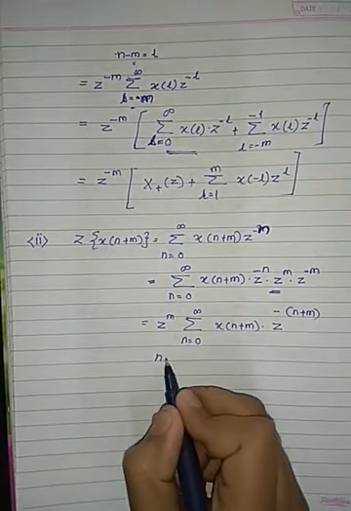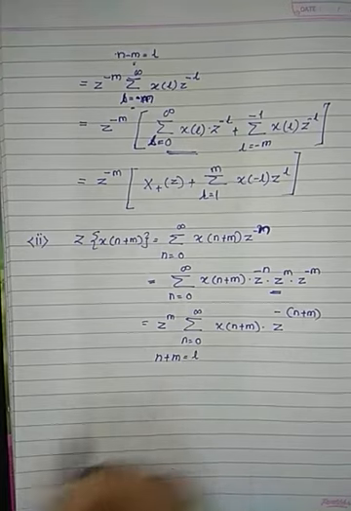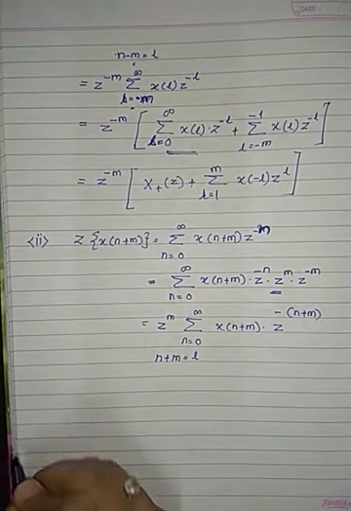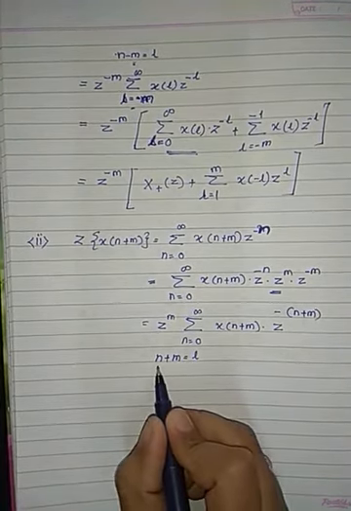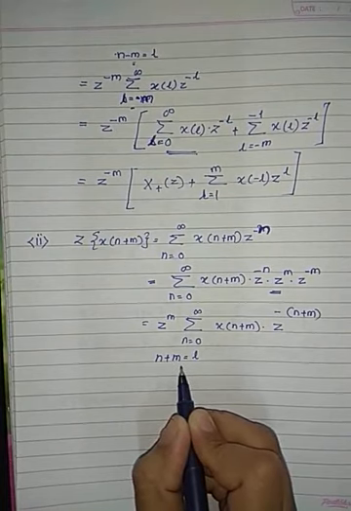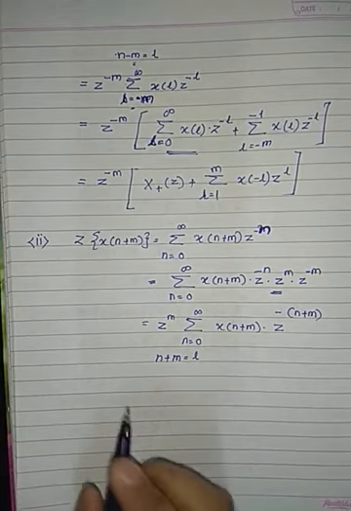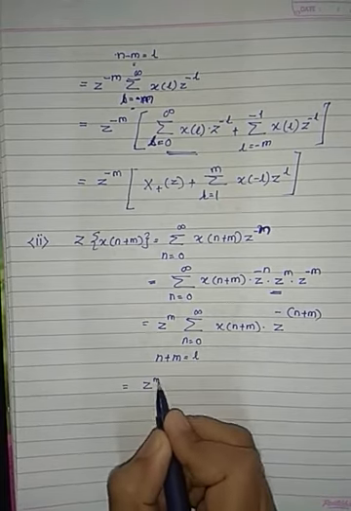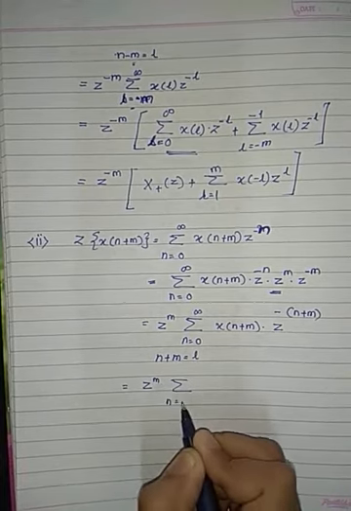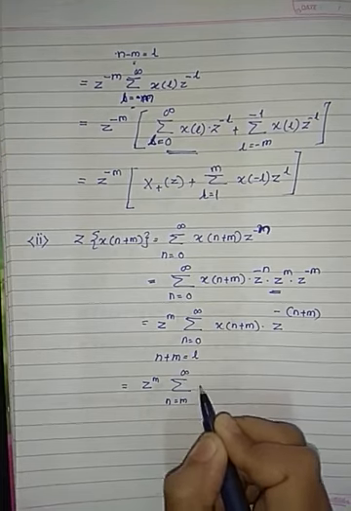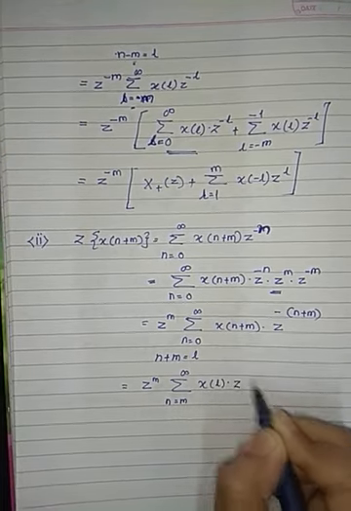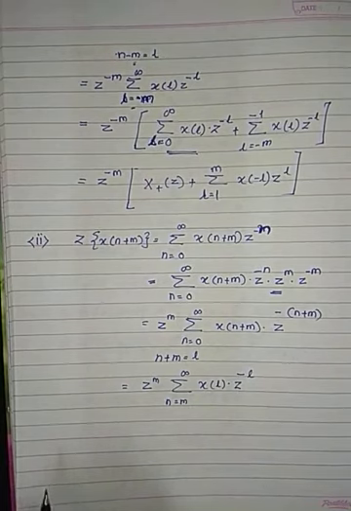Here, instead of n plus m, we are going to replace it by L. So when we put n equal to 0, L becomes equivalent to m. So what is our lower limit now? It is m to infinity. So z raised to m, summation from L equal to m to infinity of x of L into z raised to minus L.